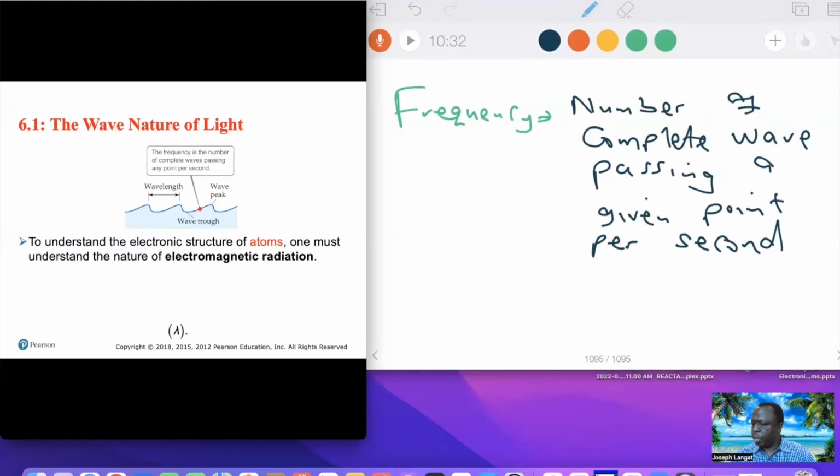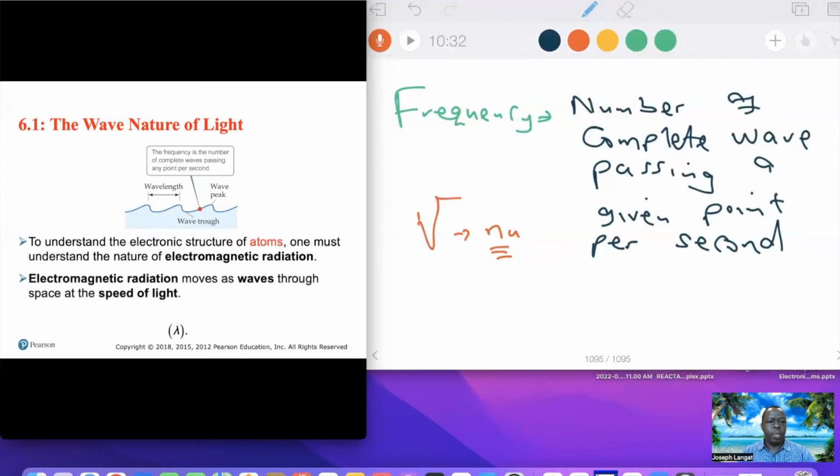We use this symbol right here, the sacred symbol for nu. You just say nu. It doesn't look like a V, but an italic V. This is the symbol for frequency. And for us to understand the electronic structure of the atom, there is a need to understand electromagnetic radiation. Electromagnetic radiation is just part of the electromagnetic spectrum, which we will look at later.